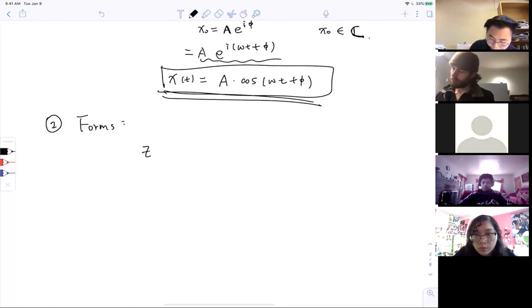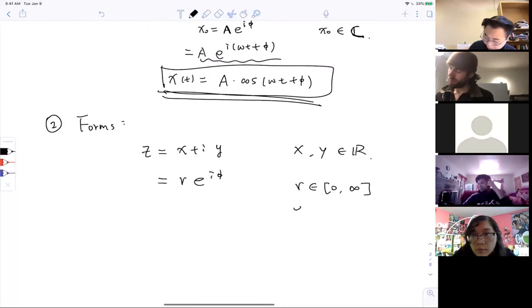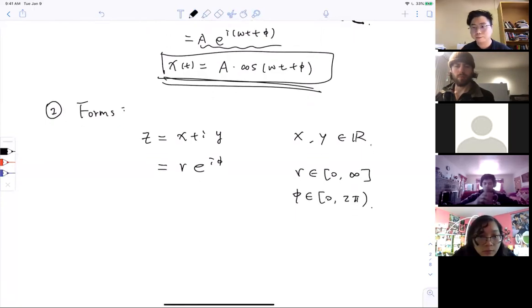For a complex number in general, you can write it as x plus iy, where x and y are both real numbers. And you can also write this in the polar form, r e to the i phi. r is a number from 0 to infinity, and phi, usually we set it from 0 to 2 pi, right?